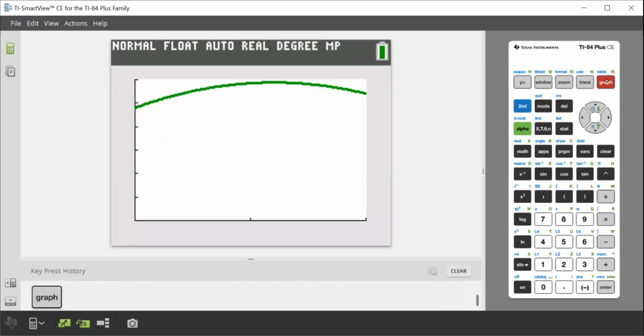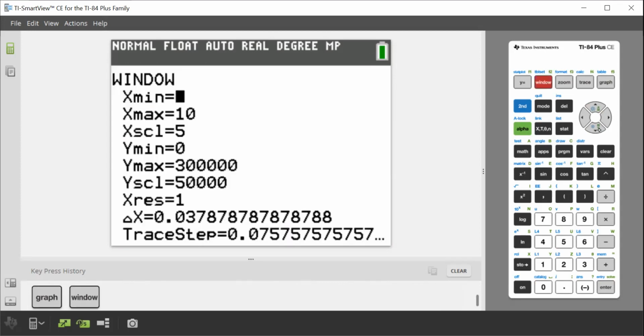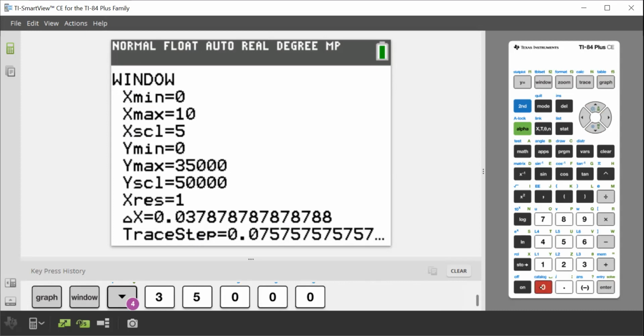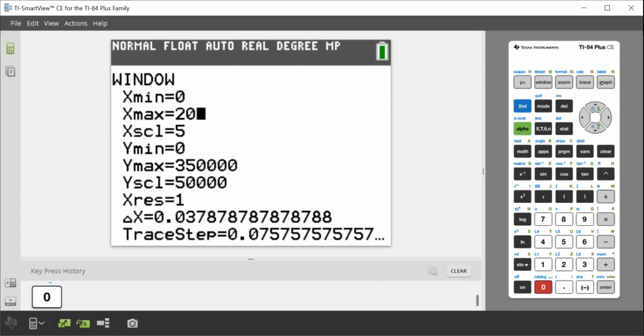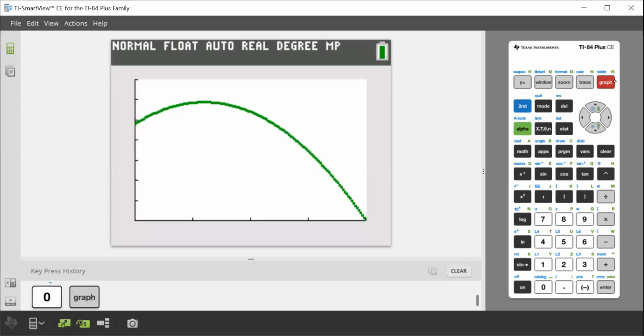Hey, not bad. I can barely see the vertex. So maybe I'm just going to go back down and increase that vertex just like that. And you know what? I'm going to maybe just go a little bit further on my X max. Let's maybe go to 20. So you can see it's just a little bit of logic work, and hey, that's nice.